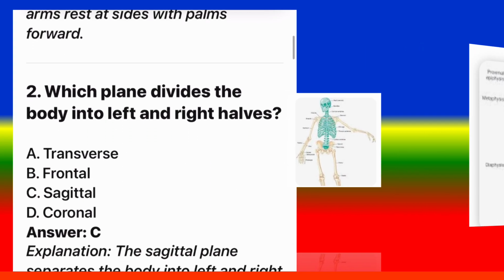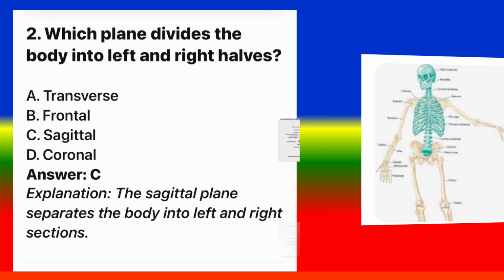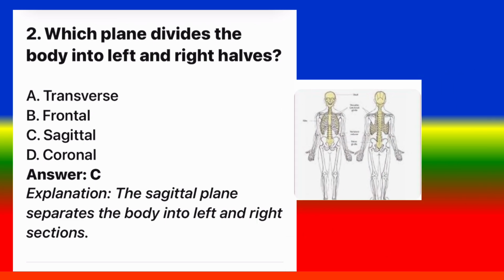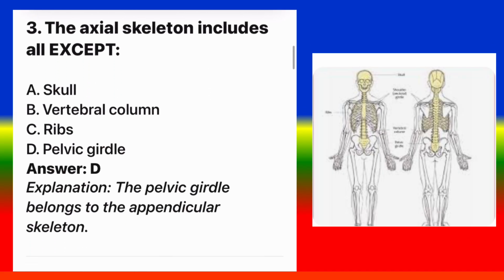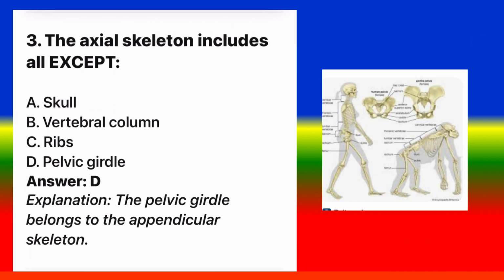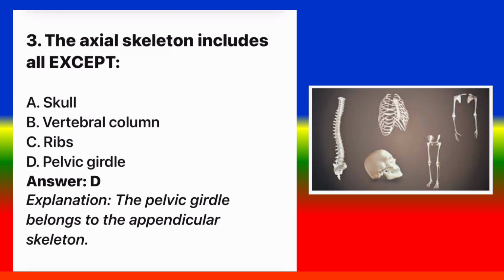2. Which plane divides the body into left and right halves? A. Transverse, B. Frontal, C. Sagittal, D. Coronal. Answer C. Explanation: The sagittal plane separates the body into left and right sections. 3. The axial skeleton includes all except: A. Skull, B. Vertebral column, C. Ribs, D. Pelvic girdle. Answer D. Explanation: The pelvic girdle belongs to the appendicular skeleton.